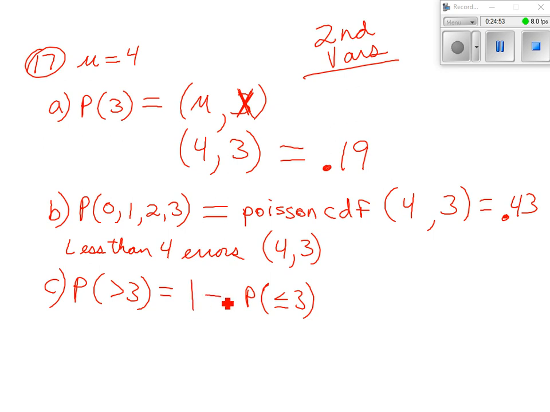Well, didn't we just find this? Yeah, 19%. That was exactly 3. What was it if it was, oh, 0.43. So we do 1 minus 0.43, what's that give us? 0.57. There is nothing on the calculator to accumulate up. Now, next chapter, there will be. This chapter, there's not.